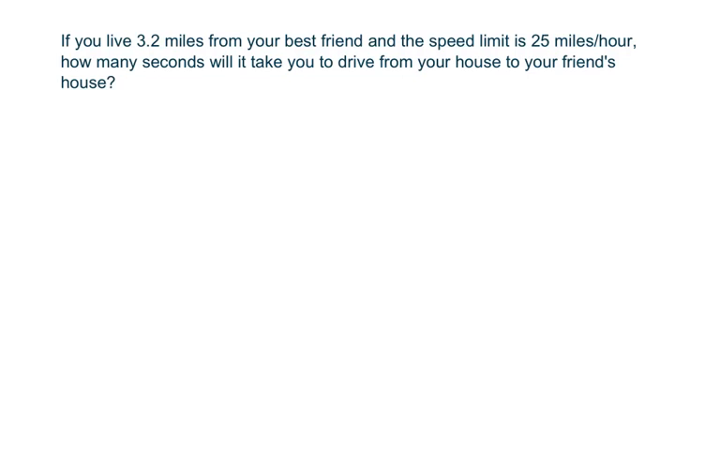So when we're doing dimensional analysis, you need to start with the thing that has only one unit. So in this problem, we have, you live 3.2 miles from your best friend and the speed limit is 25 miles per hour. How many seconds will it take you to drive from your house to your friend's house? So our givens are 3.2 miles, 25 miles per hour. That can be written as 25 miles over 1 hour. And we're trying to find seconds.